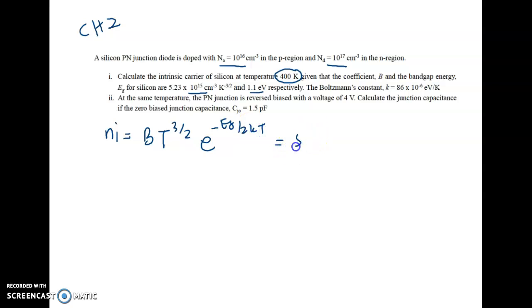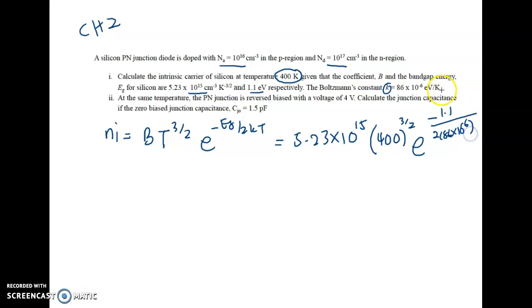So what is B? You just need to replace 10 power of 15. Your T is not room temperature, it is 400, T^(3/2), exponent, your band gap is 1.1 divided by 2. So your K given here is 86 times 10 power of minus 6 multiplied by your temperature, that is 400 K. Okay, then you can get the answer 4.76 times 10 power of 12. Don't forget the unit cm minus 3.